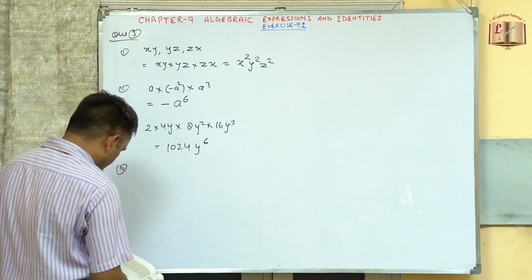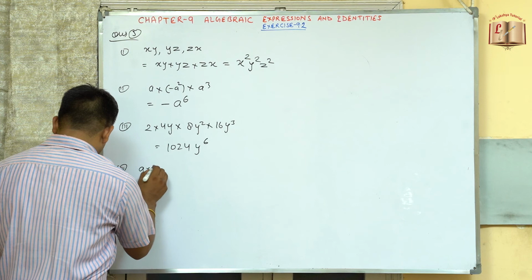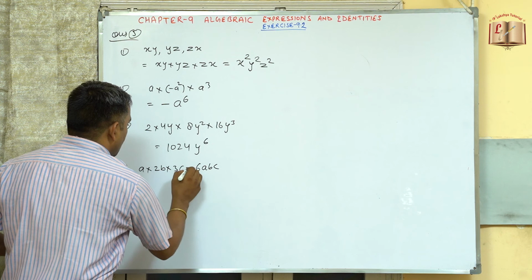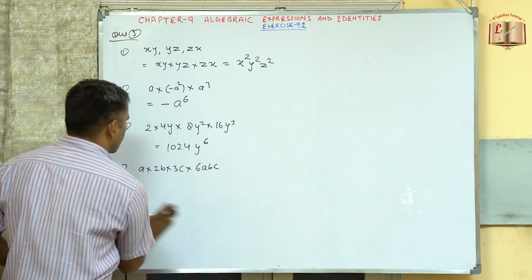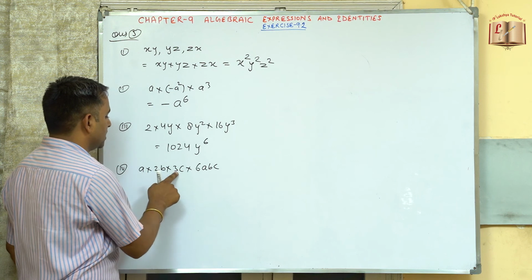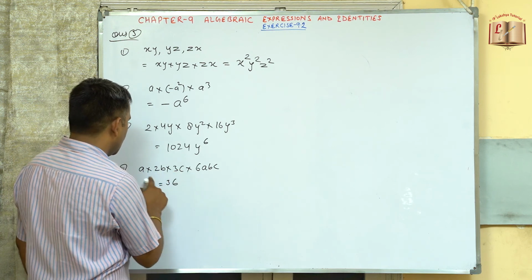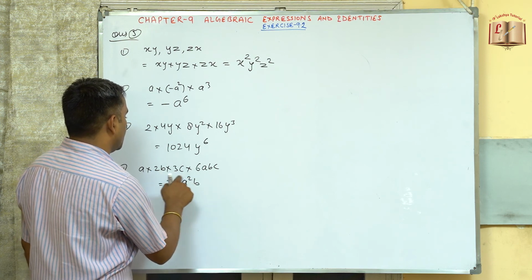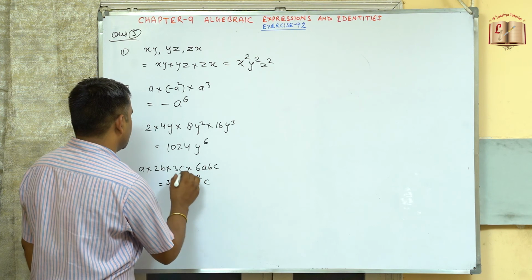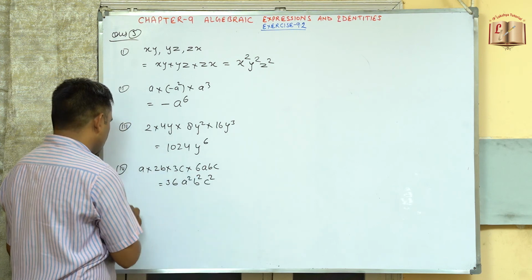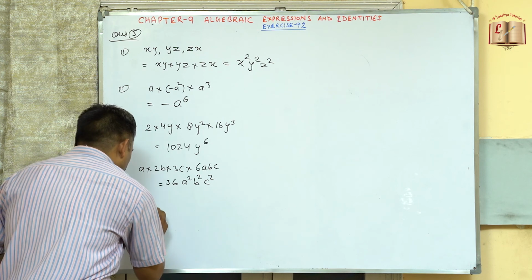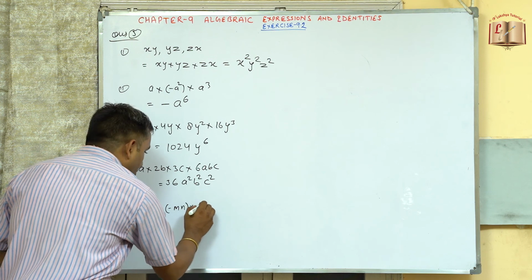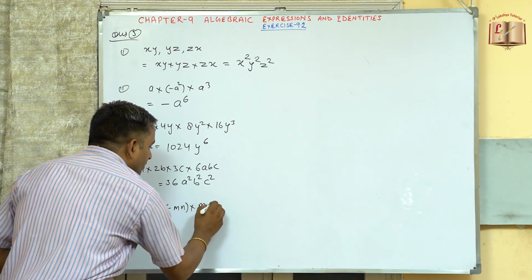Similarly coming to the fourth part, this is a into 2b into 3c into 6a, b and c. So this will be equal to 2 into 3 is 6, and 6 into 6 is 36, and a is 1 and 2, so this is a square, and b is 1 and 2, so b square, and c is 1 and 2, c square.